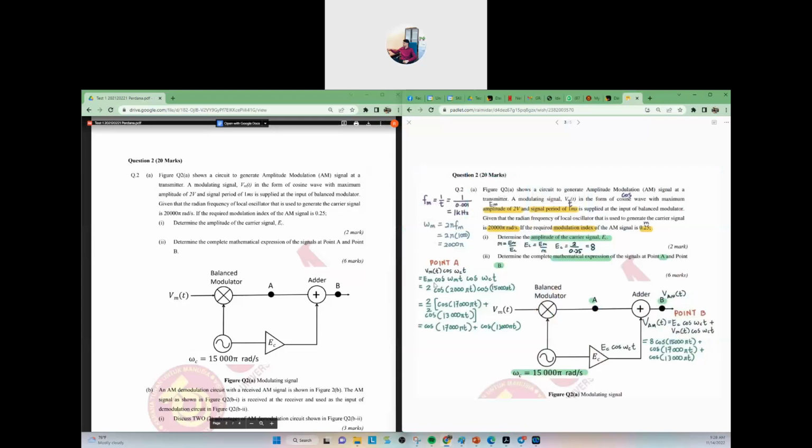Let's see how she did it. Like I told you, there is some error with the question. I don't know why they mentioned here the carrier is 220,000 pi, but here is 15,000. But it's okay. The main thing is that you know this is the carrier, then this is to be mixed. So determine the complete mathematical expression of the signal at point A. What happens here is VMT times the carrier signal, so EM cos omega C, 2 cos.